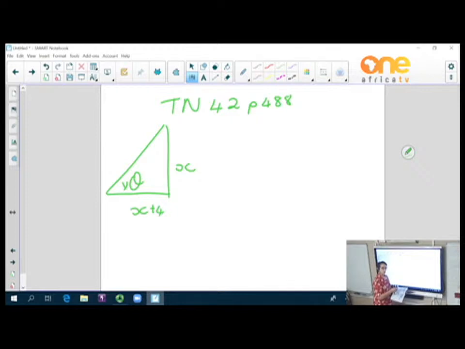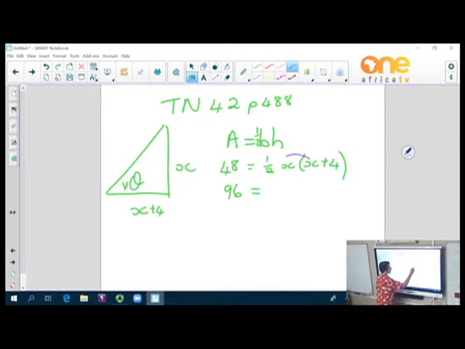Remember, you have to show that. You may not use that. You must show that. So I know this is a right-angled triangle, so I know area is half base times height. So 48, which was given, is a half of x times x plus 4. That's where you're going to start. I will get rid of this fraction using the LCM, so it is 96, and I'm going to multiply this in here, so then I have x squared plus 4x.